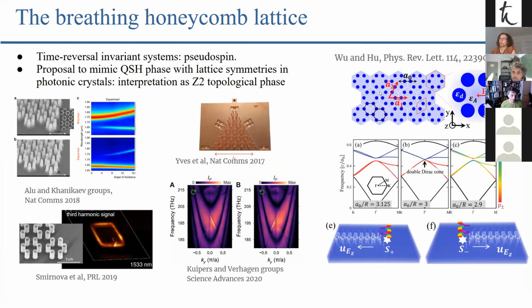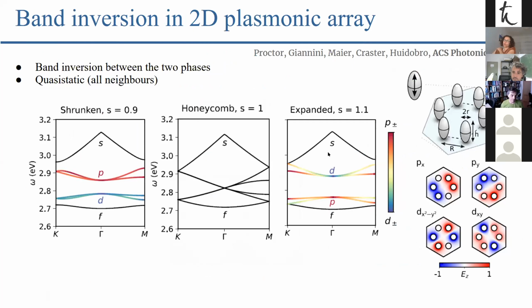But I would like to point something out. It was proposed as a phase to mimic the quantum spin Hall phase based only on lattice symmetries in a photonic crystal. And originally it was interpreted as a Z2 topological phase because apparently it hosts two pseudospins that propagate in opposite directions along the edge. So this has been realized in many experimental setups. We have seen one example also in the other talk in this session. So let me show you what we did with these kind of dipolar nanoparticles.